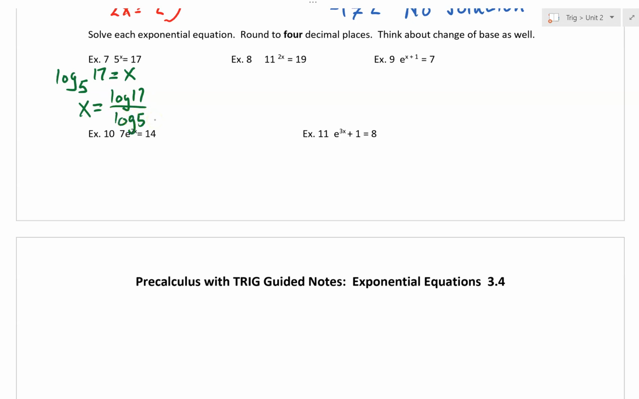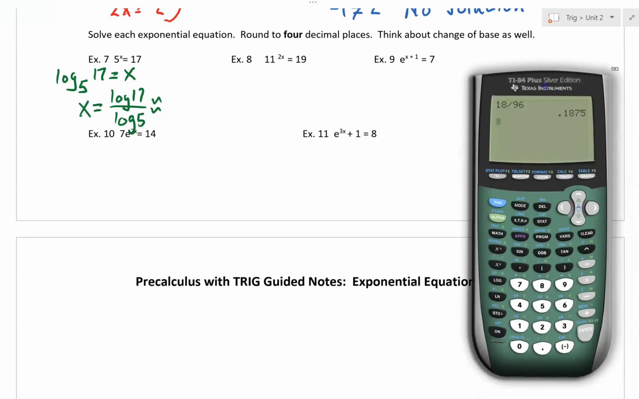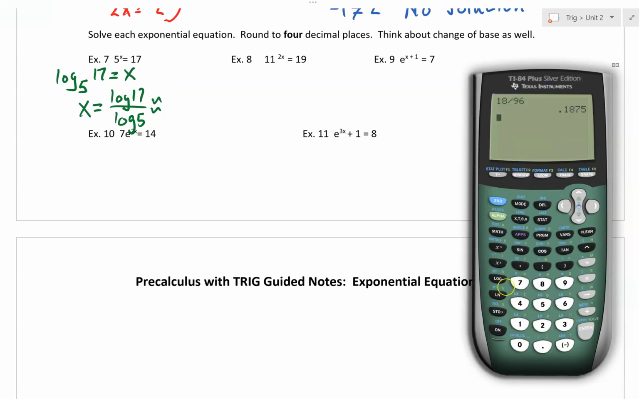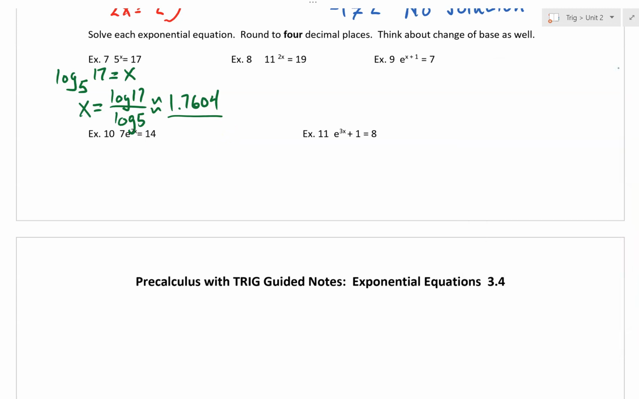Remember, we did this before, and you can use natural log just as easily. They said they want us to come up with an answer that's rounded to 4 decimal places. So we will do that. We're going to say log 17, close your parenthesis, divided by log of 5. Going to get an answer that says 1.7604. That is rounded to 4 decimal places. Let's look at the next one.